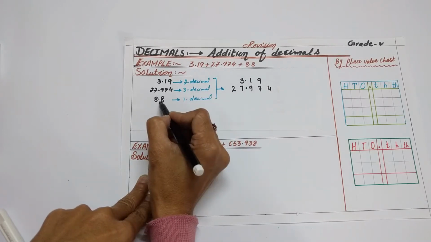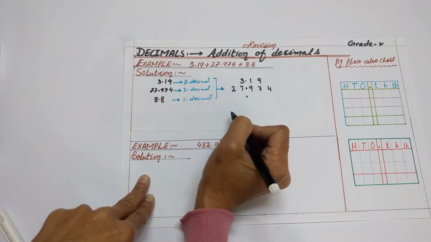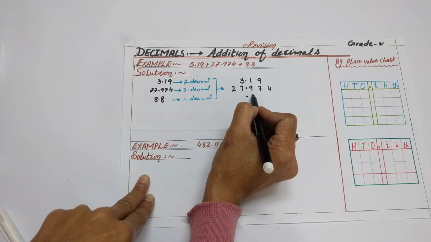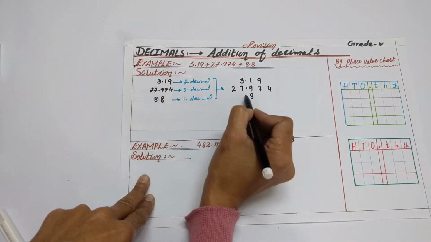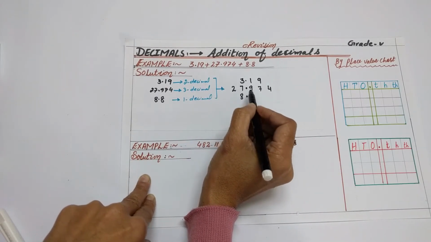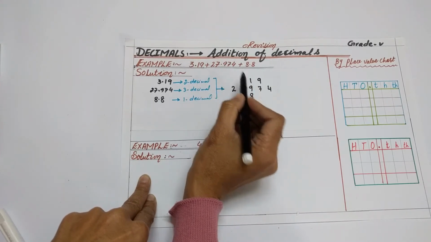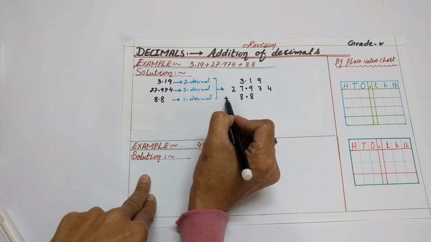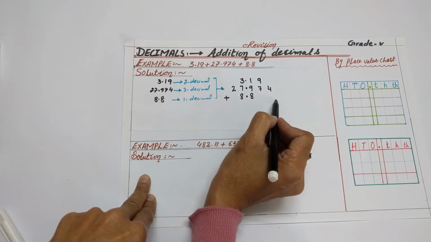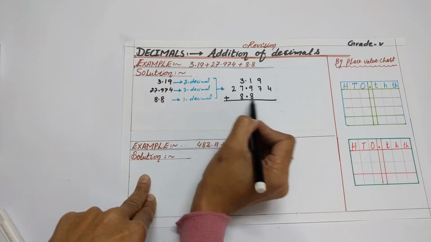Third number is 8.8. So firstly start from the decimal. On the right side we have only 8 and on the left side also we have only 8. So we have written all three numbers in column form, and as our topic is addition, we will put the addition sign along with the third number. Now we will convert it in the sum form.